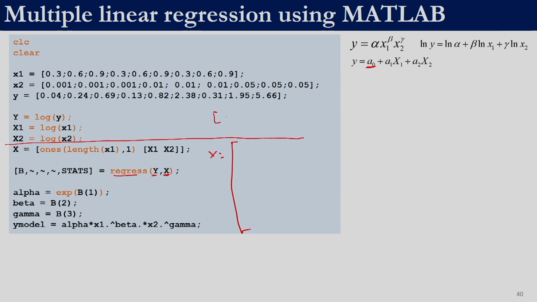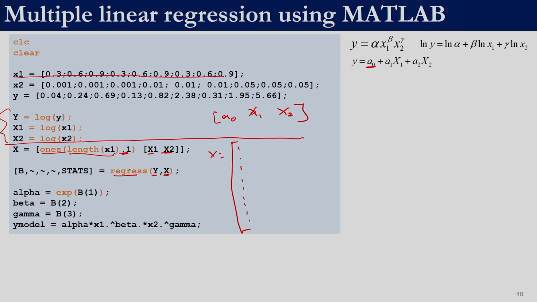the constant term a naught, and then we will have a1, the x1 coefficient, and a2 for x2. So, for a naught we will have to stack a column of 1s. So, how many 1s do we need? Depends on the length of x1, the same thing we used previously. So, this will calculate the length of x1, it will generate that many rows and one column. So, this will just give us a column of 1s, and then we stack the variable X1 and the variable X2. Remember, the variable uppercase X1 and uppercase X2. So, now we are working with these 3, and then we give it into regress.